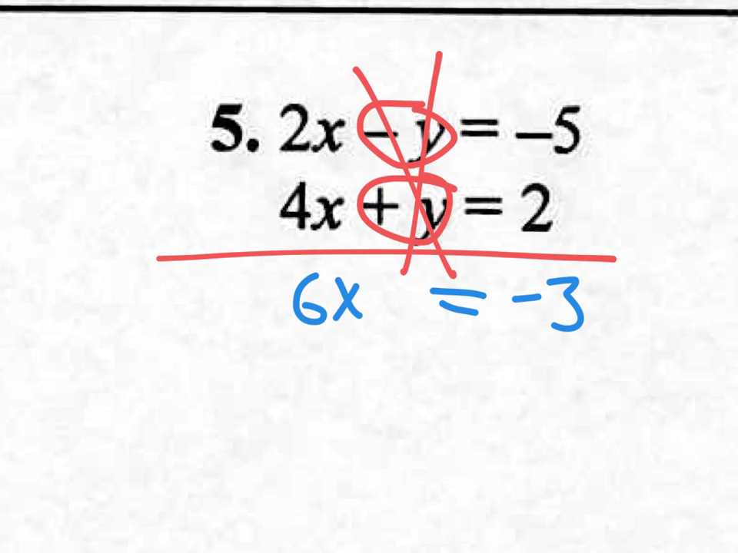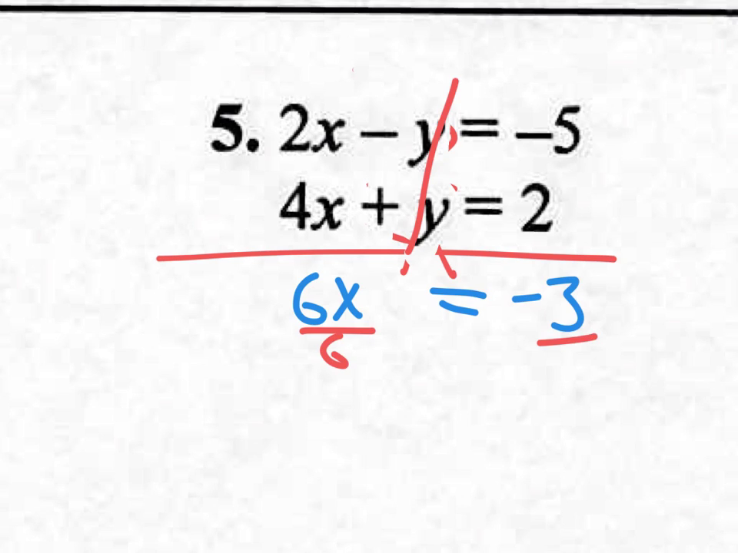I probably shouldn't have done all this mess up here. Let me just keep it clean. Let me just do one little line like that. Anyway, we have 6x equals negative 3. Let's solve that thing. How do I solve that thing? Divide by 6. X equals negative 1/2, ladies and gentlemen.